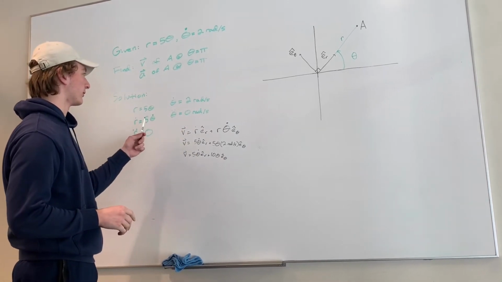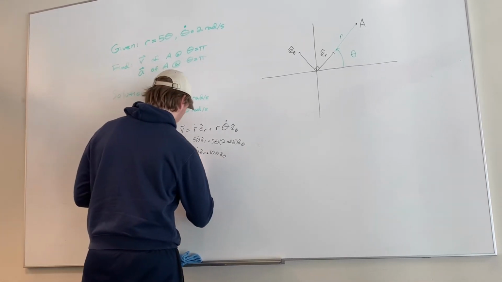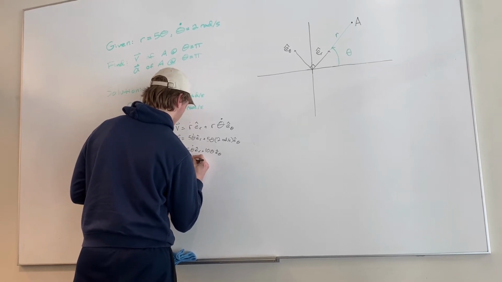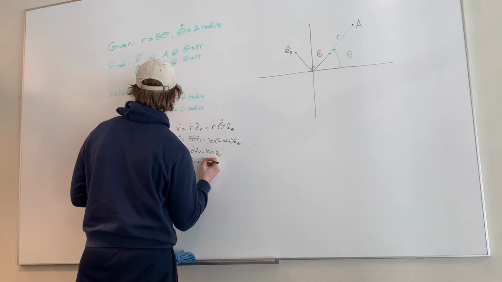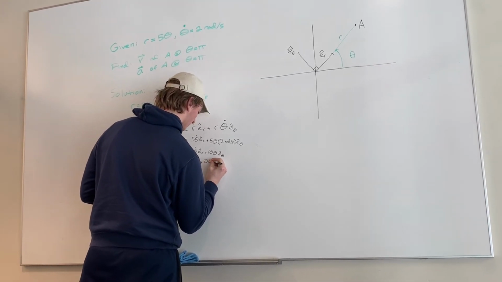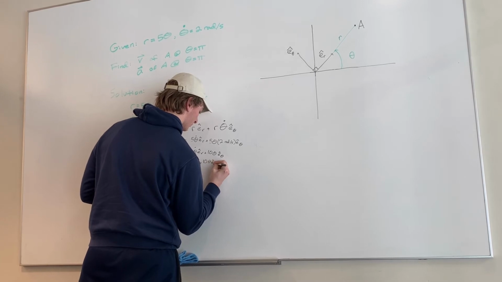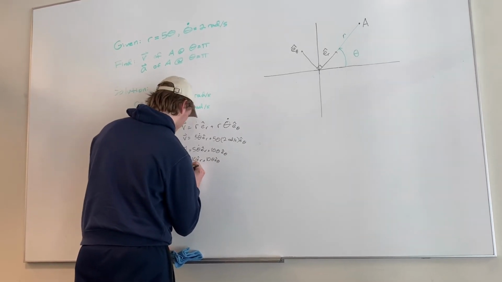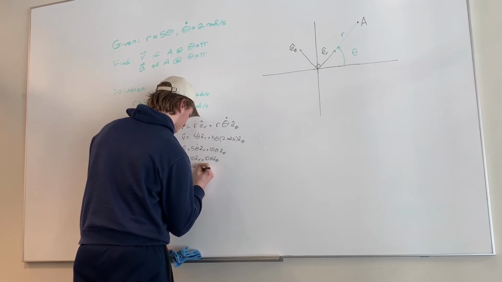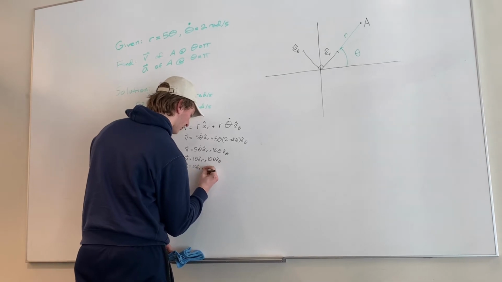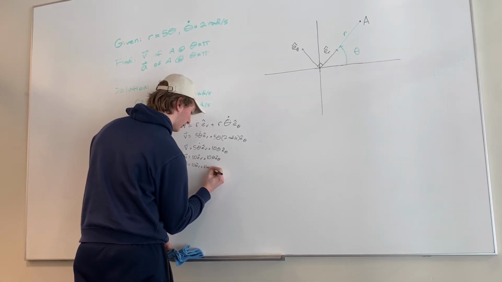After plugging in your value for theta dot, and plugging in your value for theta, the velocity vector equation becomes 10 e r hat plus 10 pi e theta hat.